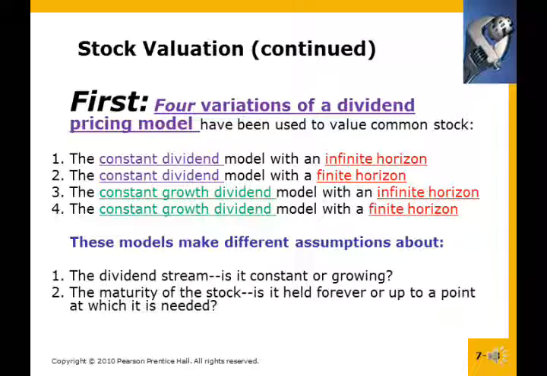The second one is the maturity of the stock. Is it held forever or up to a point at which it is needed? So the stock is held forever, or you have a maturity date and it's held up to a point. It's held forever in model 1, the constant dividend model with an infinite horizon, and the third one, the constant growth dividend model with an infinite horizon. And it's held up to a point, which means the stock has a maturity date, in the second model, the constant dividend model with a finite horizon, and the fourth model, the constant growth dividend model with a finite horizon.